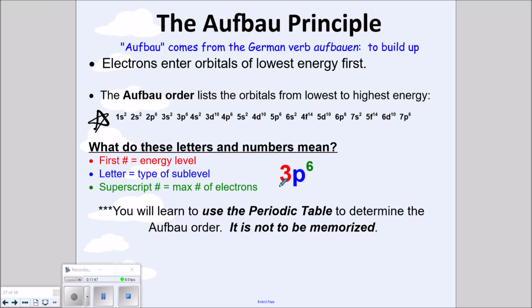The superscript represents the max number of electrons. Remember, you will learn to use the periodic table to determine the order. It is not to be memorized.